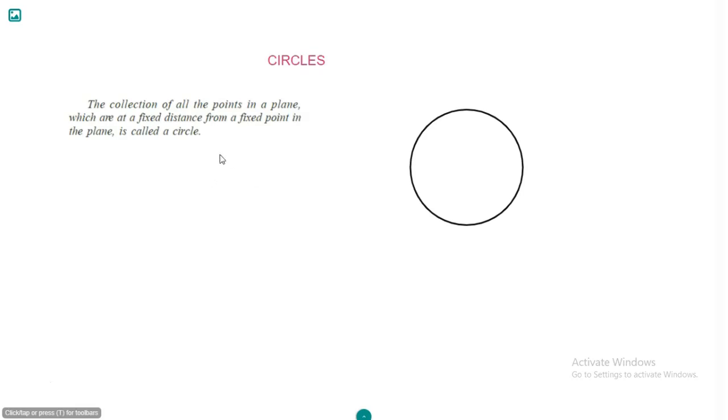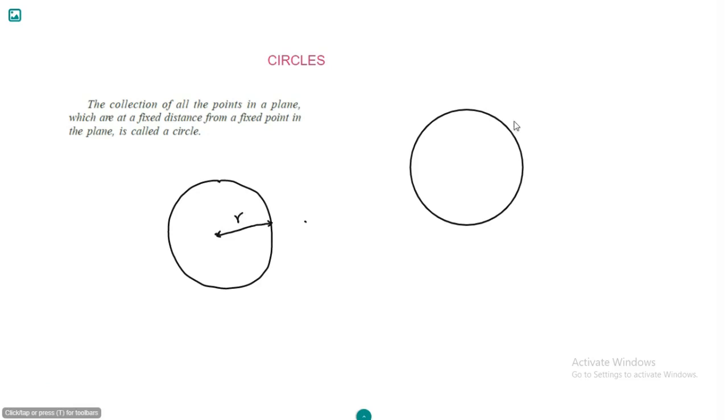A circle is the collection of all points in a plane which are at a fixed distance from a fixed point in the plane. When we draw a circle using a compass, we place the sharp end of the compass at a point and then draw the circle, right? So the fixed point is called the center of the circle, and the distance between the center and any point on the circle is called the radius of the circle.